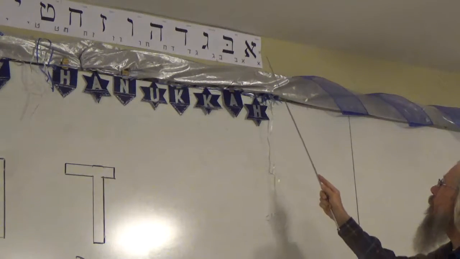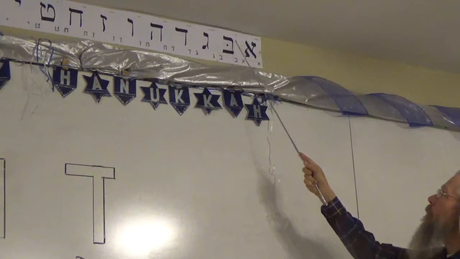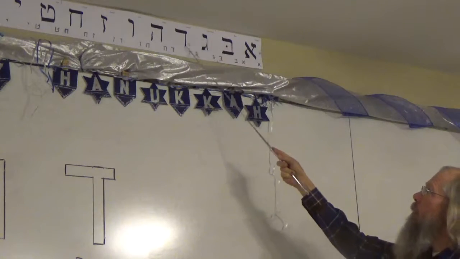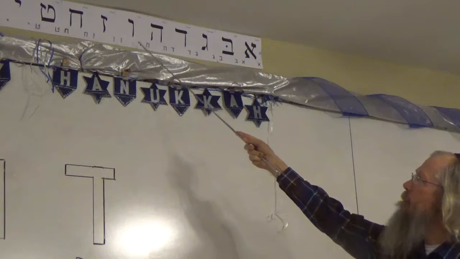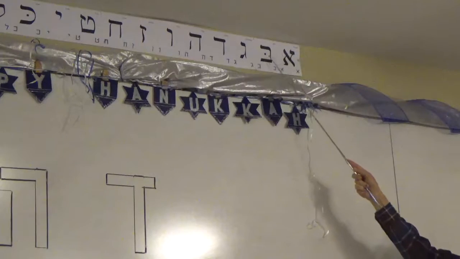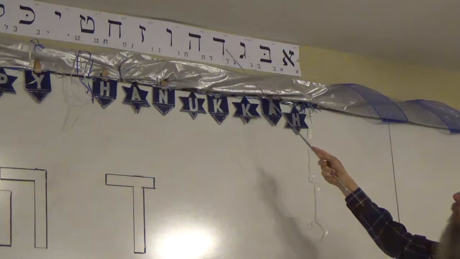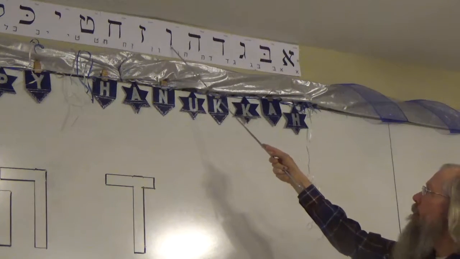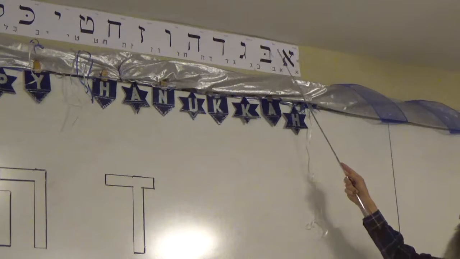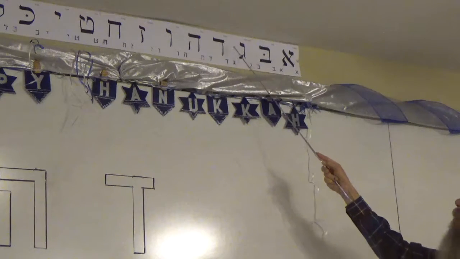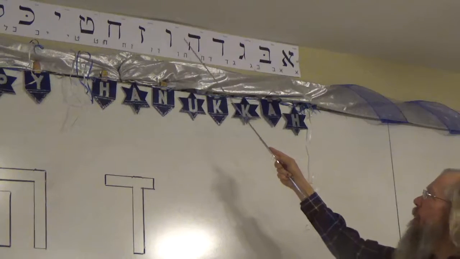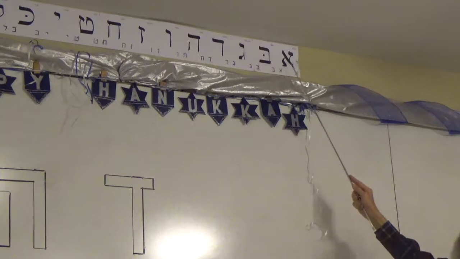Vamos a decir algunos. Aleph, Bet, Gimel, Dalet-Hei, Vav. Again. Aleph, Bet, Gimel, Dalet-Hei, Vav. Otra vez. Aleph, Bet, Gimel, Dalet-Hei, Vav. Números, the numbers.